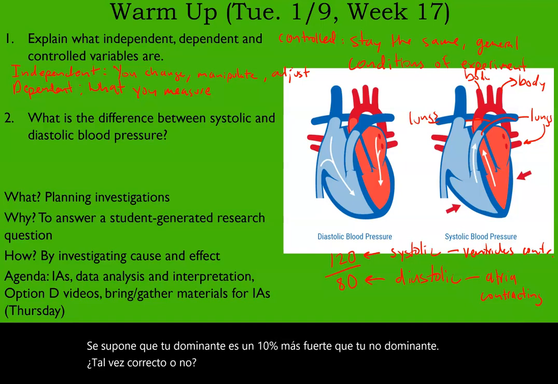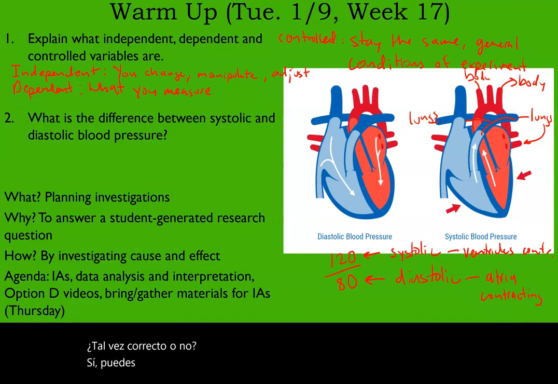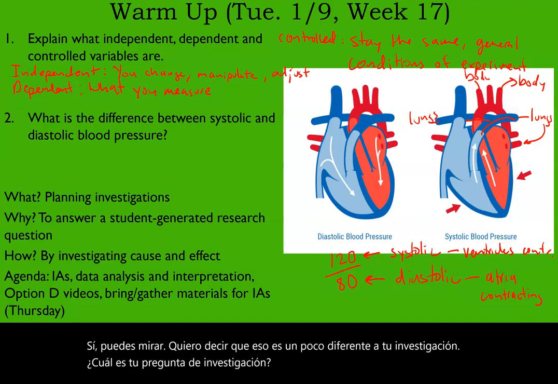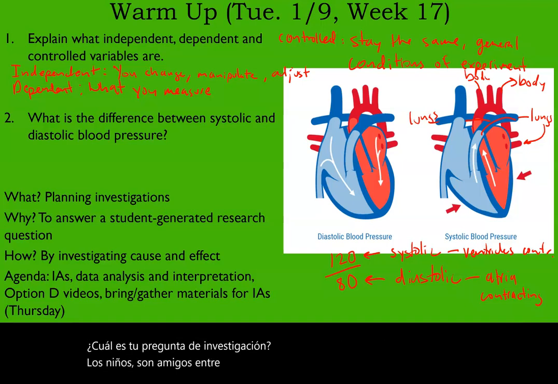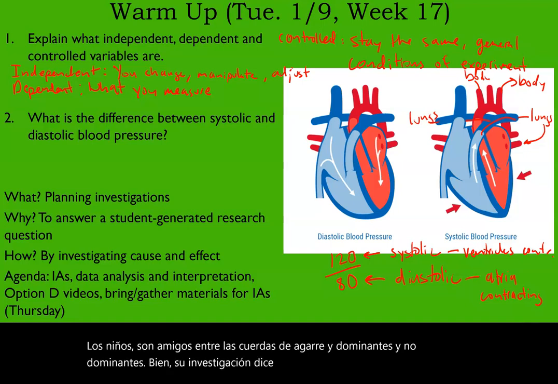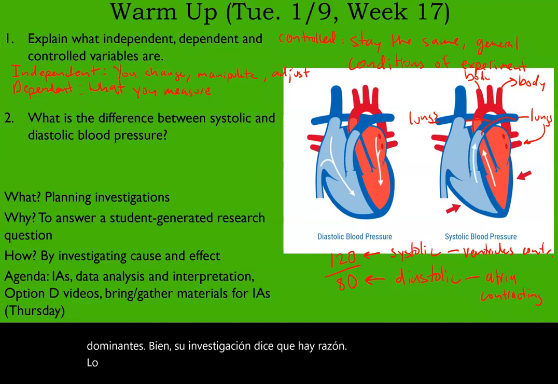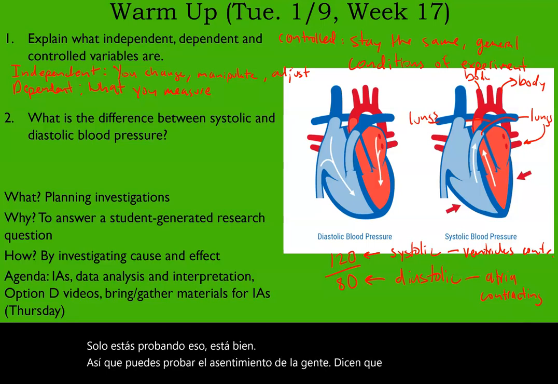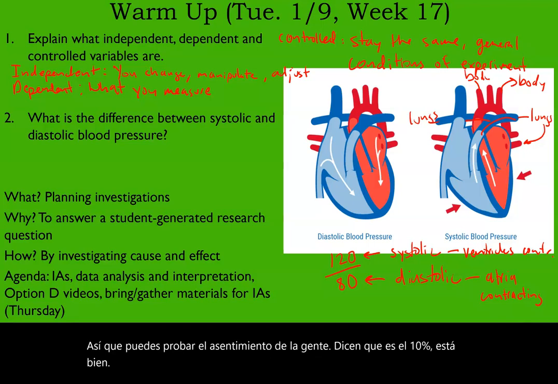Yeah, you can look at that. That's kind of different than your research question. What's your research question? Is there a significant difference between the grip strength of the dominant and non-dominant? Okay, so your research says there is, right? So you're just kind of testing that. It's not a theory, it's just a fact that you can test people. They say it's 10%? Okay. The 10% rule states that the dominant has a 10% greater grip strength than the non-dominant.